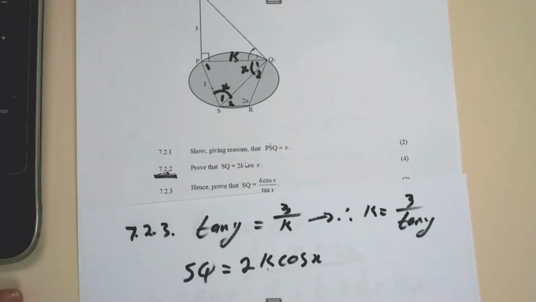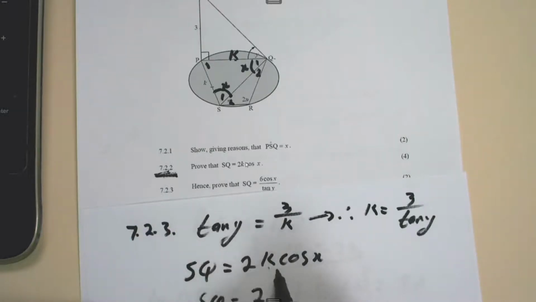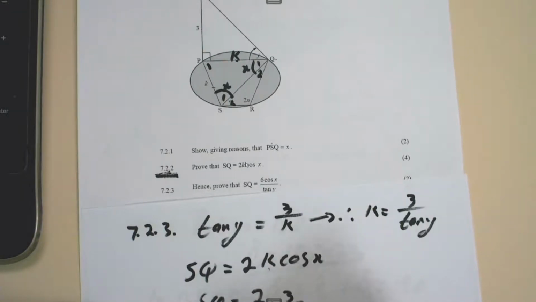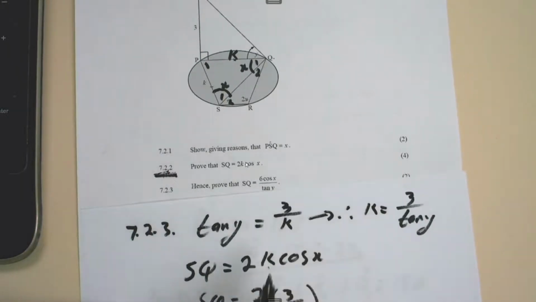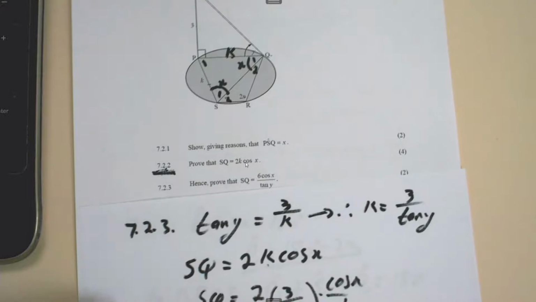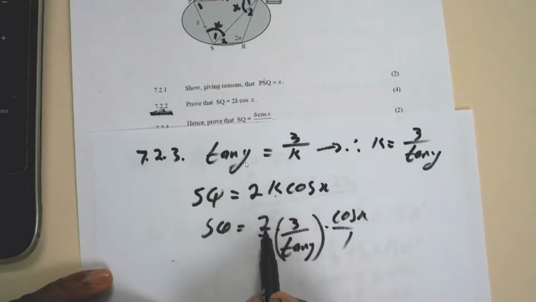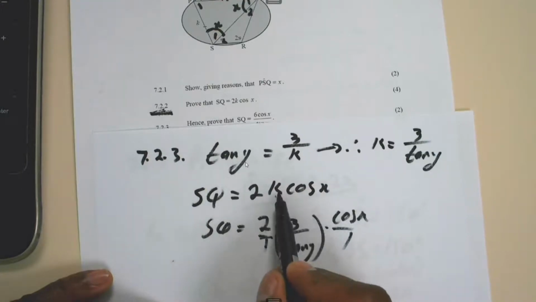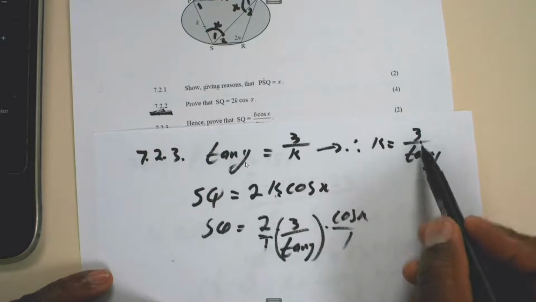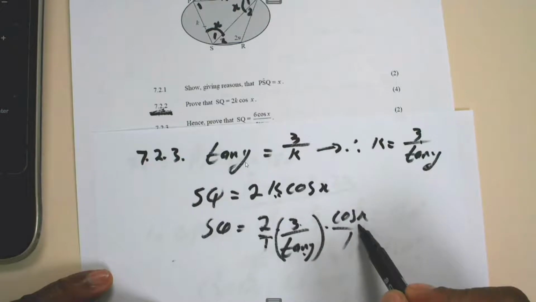Then we come to this one. SQ is equal to 2k cos x. SQ is equal to 2. Instead of k, we write 3 over the tangent of y. This is k multiplied by cos x. 2 is 2 over 1. We substitute k by 3 over tan y. Here is cos x there.